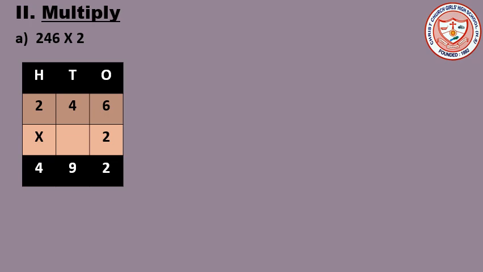We have 2 into 4 tens. So 2 into 4 tens gives us 8 tens. And we already have 1 as carry. So 1 tens plus 8 tens gives us 9 tens. Next, we are going to write that 9 tens in the tens column.